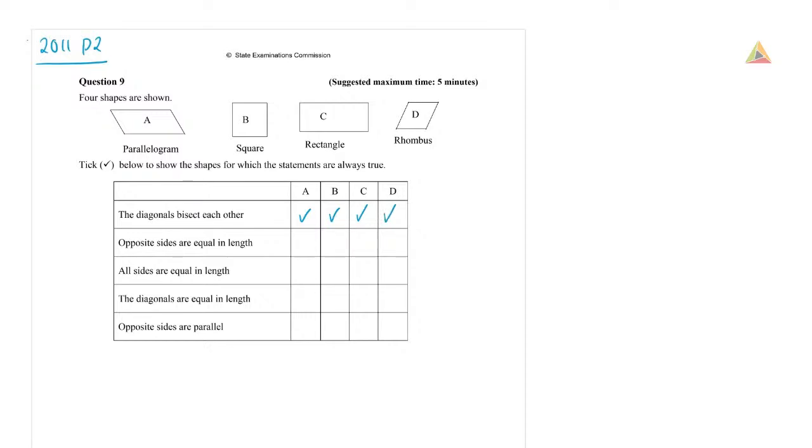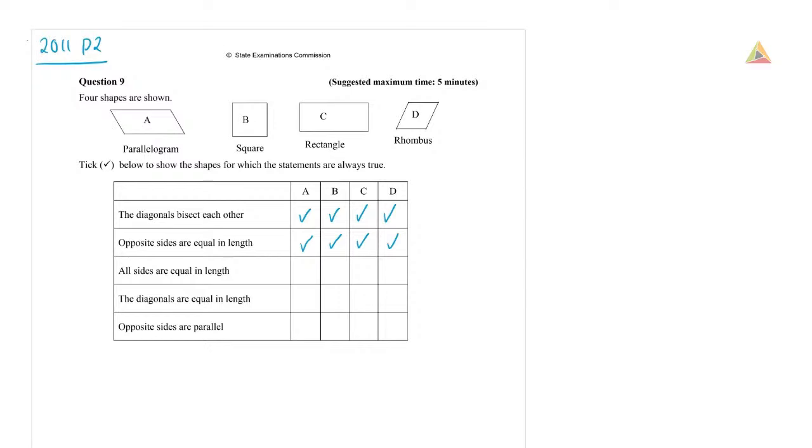Okay, so the next one, opposite sides are equal in length. So that is true for a parallelogram. It's true for a square. It's true for a rectangle. And it's also true for a rhombus. So all opposite sides are equal in length.